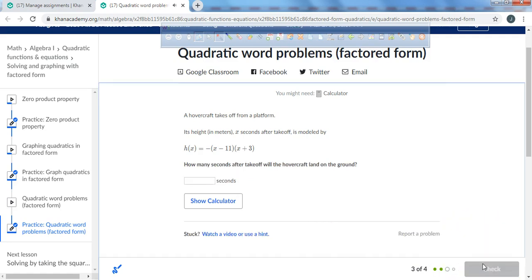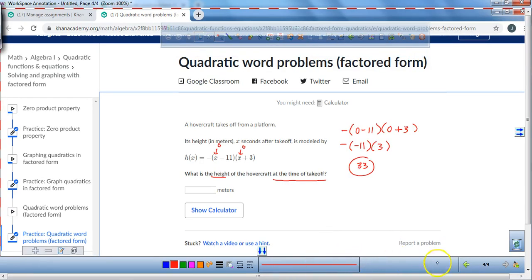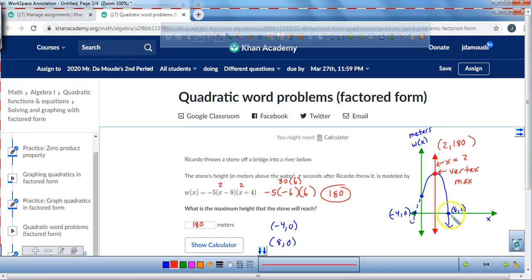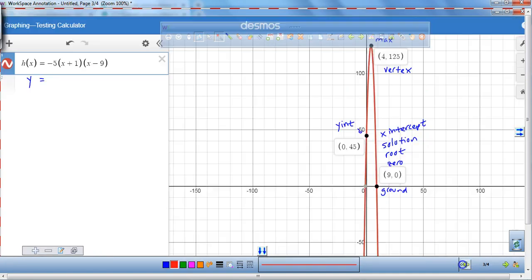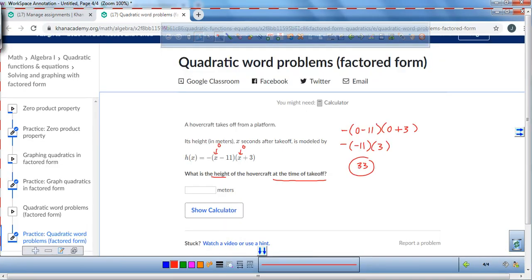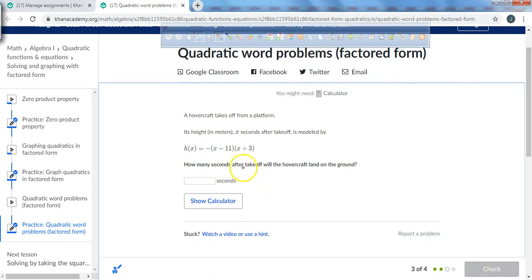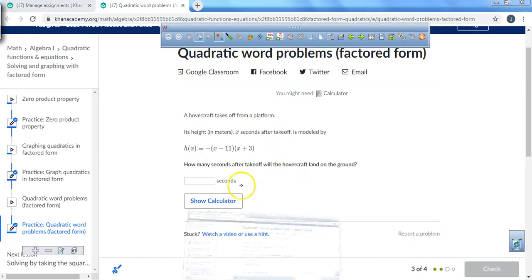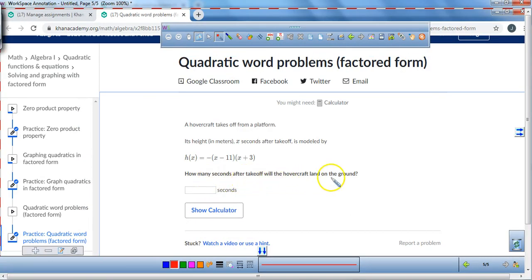All right. How many seconds after takeoff will the hovercraft land on the ground? So once again, this is one of those problems where we are looking at when it hits the ground. Like this hit the ground after 8 seconds. This hit the ground after 9 seconds. So we're looking for the zeros when it's asking when it hit the ground. So what are we looking for when it says that? We're looking for the zeros of the function.